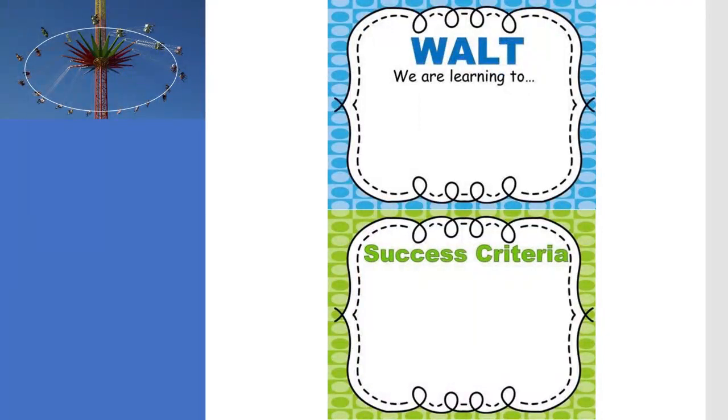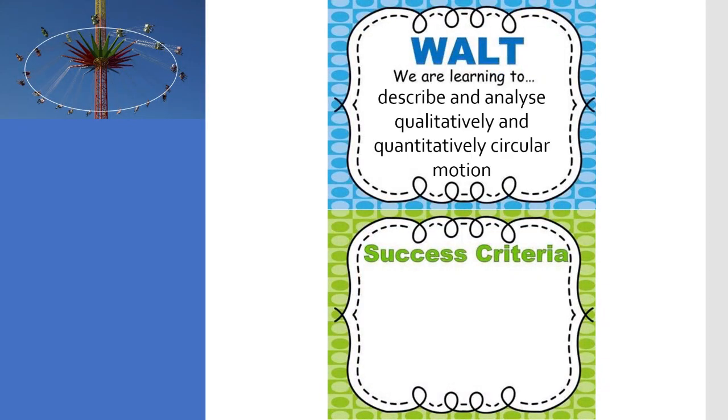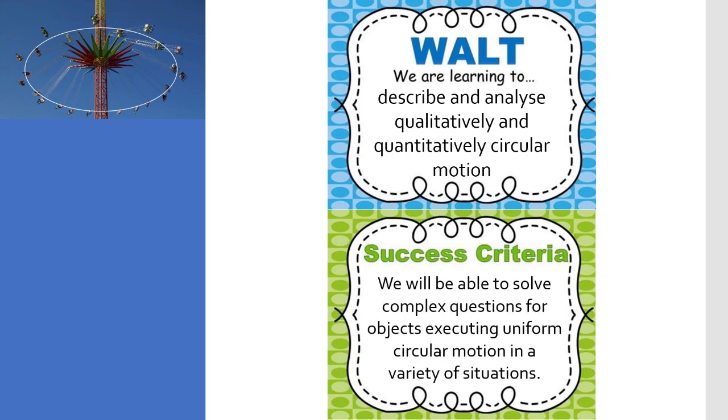So what are we learning to do? We're learning to describe and analyze qualitatively and quantitatively circular motion, as we did in the previous video. Success criteria: we will be able to solve complex questions for objects executing uniform circular motion in a variety of situations. And so in this video, we're going to look at a little bit more complex questions.